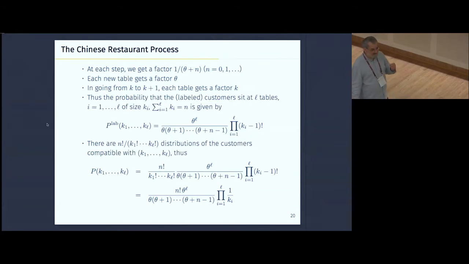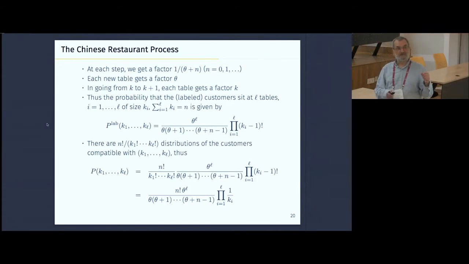So that's the probability that the labeled customers sit at L tables of size k_i, for i equal 1 to L. This is called the probability of labeled. You just have to imagine that I know the names of the tables and the names of the customers. It is given by theta to the L, which is theta for each table. Then I have this product here, which comes from the normalization. And then I have this factorial, which is the contribution of each table. It starts from 1, then 2, 3, until it reaches k_i.